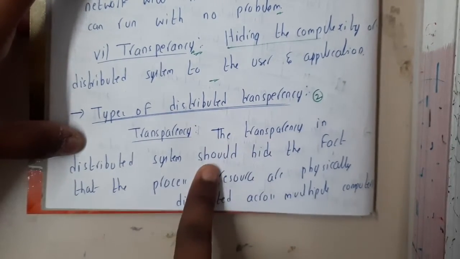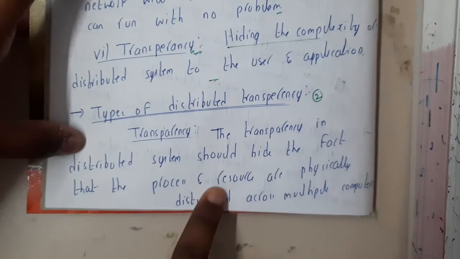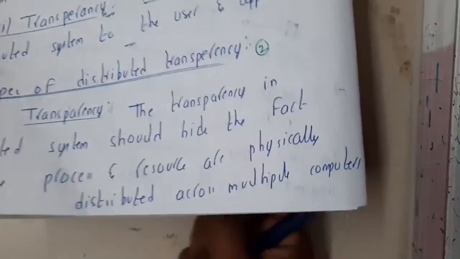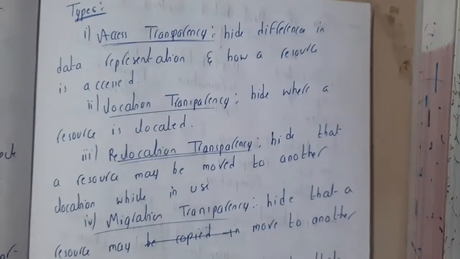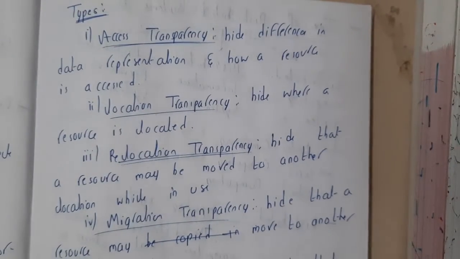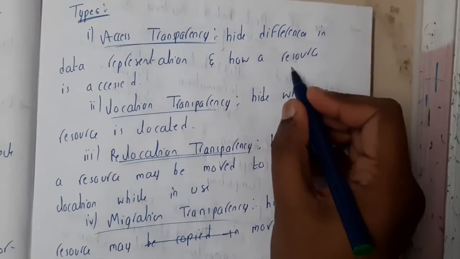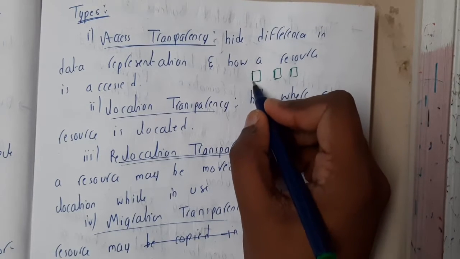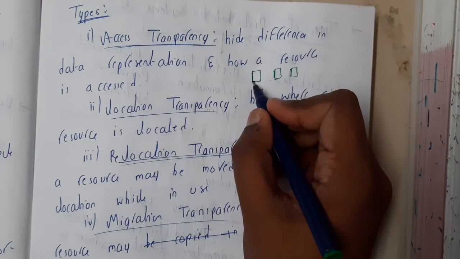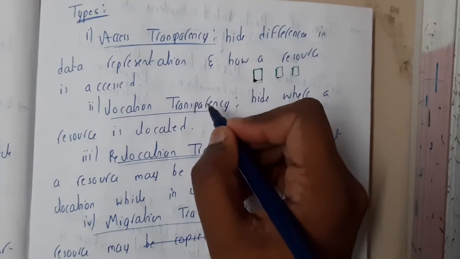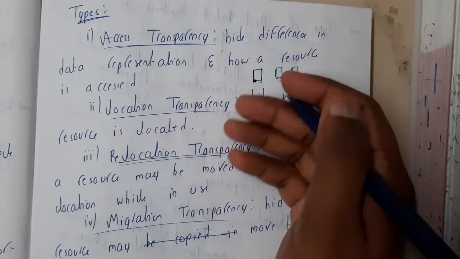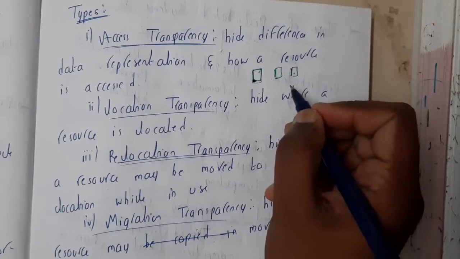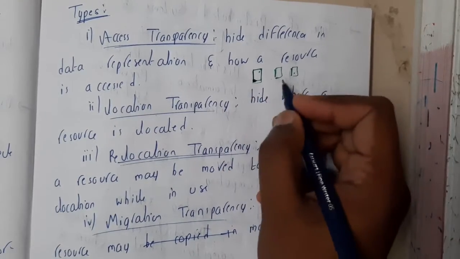So the transparency in distributed systems should hide the fact that the processes and resources are physically distributed across multiple computers. You don't want to inform the user that our data is coming from that server and this data is coming from this server. Assume that you opened your mail. The mails could be stored in one server and your login access in another. Similarly, if your mail has a facility to upload files, those files will be stored in some other server. But whenever you are opening your Gmail or this mail service, it will not say that it is fetching files from that server and mails from this server. It will just open them blindly, right? So here you are hiding the things.